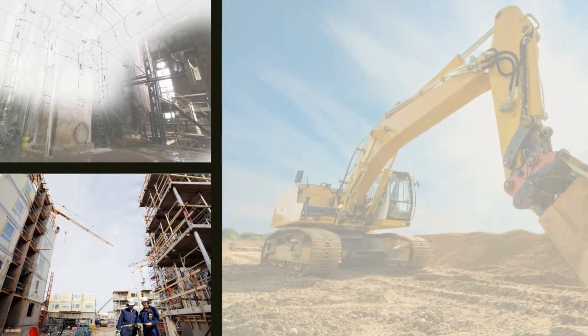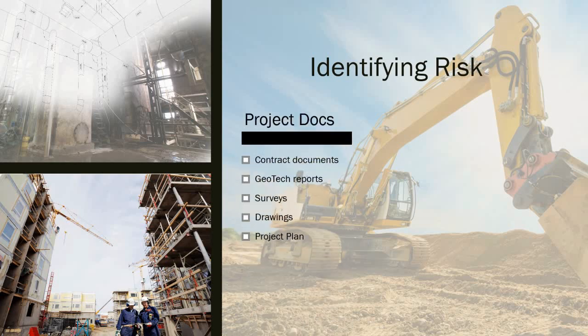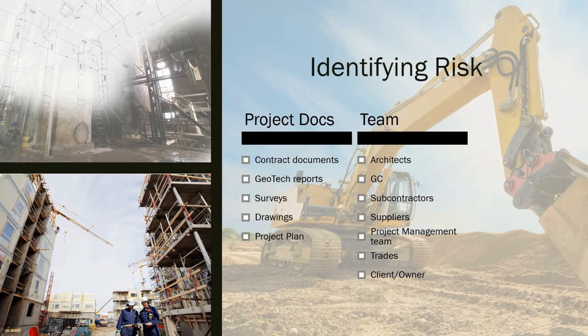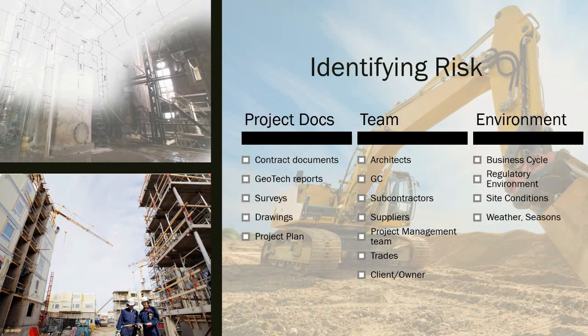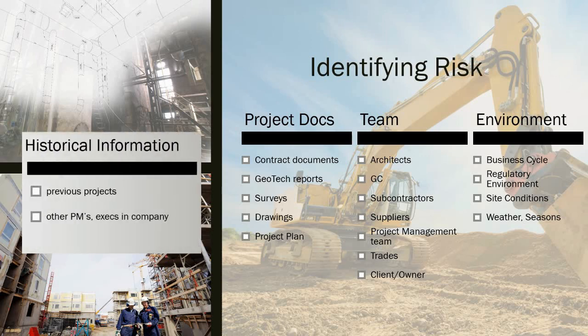Where do we start? Where do we look for risk? The project plan is first and foremost the most important place to look for risk. It's a summary of information about the contract documents, geotech reports, surveys, drawings, etc., and often contains quite a bit of team information. We are going to base our risk management plan on the project plan. This software will also allow you to review your historical information.